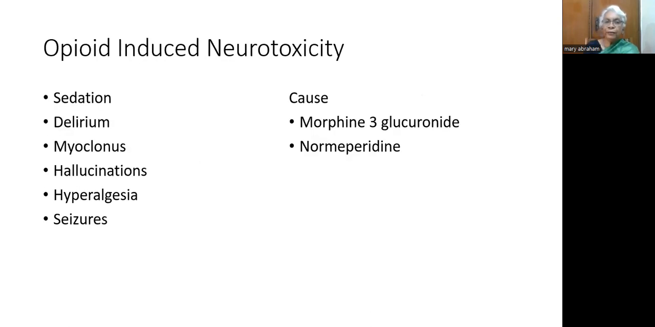Now, opioid-induced neurotoxicity, how does it manifest? That is one of the reasons why you're doing a rotation, right? So you need to know the features of opioid-induced neurotoxicity. This could manifest as sedation, over-sedation, delirium, myoclonus, hallucinations, hyperalgesia, and seizures. The cause of it is the metabolites of morphine, which is morphine 3-glucuronide, and also normeperidine. These are toxic metabolites which account for the neurotoxicity. Next, please.